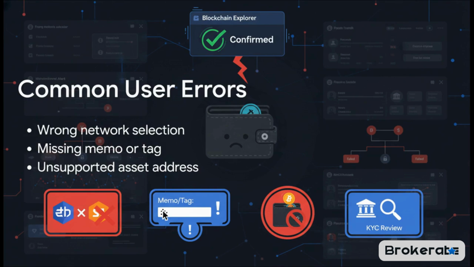Or maybe you forgot a required memo or destination tag, which is absolutely critical for assets like XRP. Another common one, sending funds to a totally unsupported asset address. And finally, if you successfully sent the crypto to another centralized platform, that receiving exchange might be holding the funds internally to run its own compliance checks before they actually credit your account.